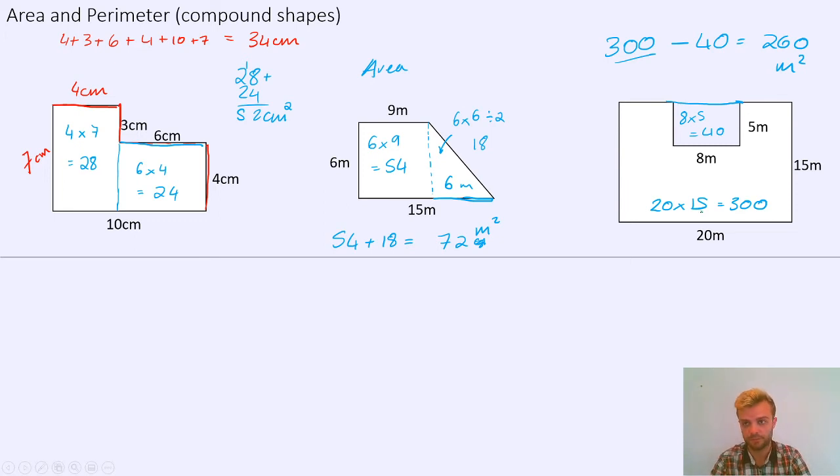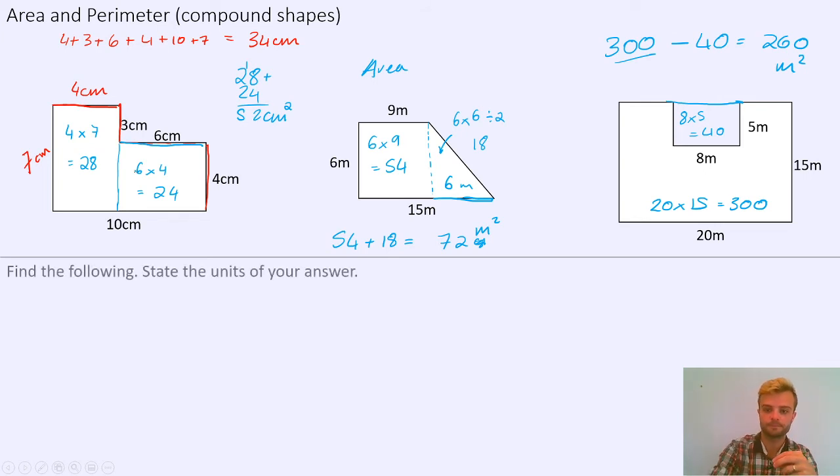So that's area and perimeter of compound shapes. Perimeter, we only did the one example because it is just adding up around the outside, but you do need to remember that key skill of finding the missing sides if they haven't given you all of them. And for area, you're going to take your shape and split it into usually rectangles, but sometimes triangles, that you can work out the area of a bit more easily.